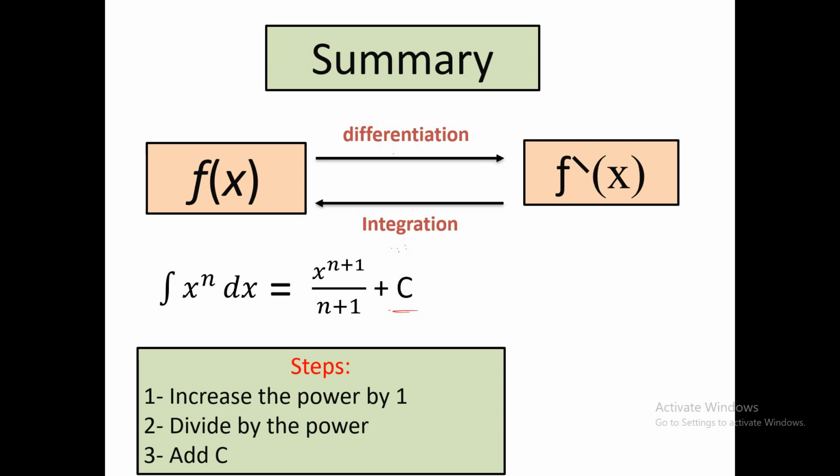How come? First step, increase the power by 1. Step 2, divide by the new power, the one you added 1 to. Last step, add the c.